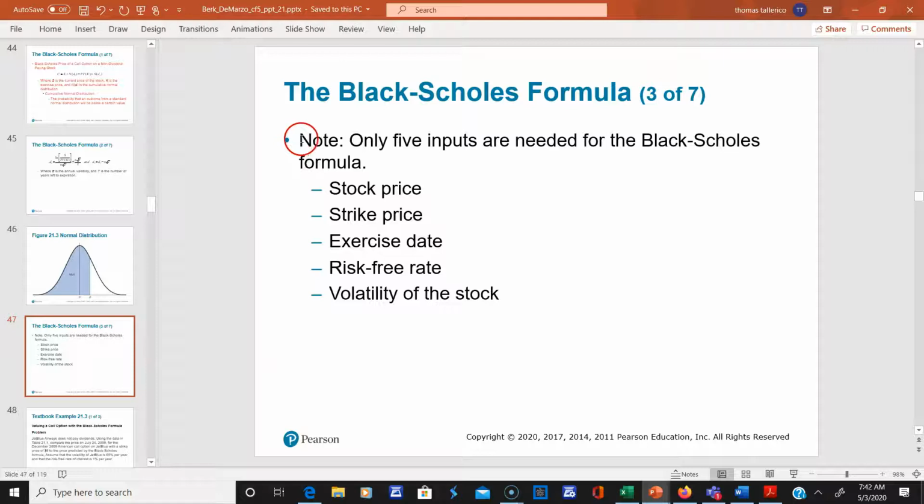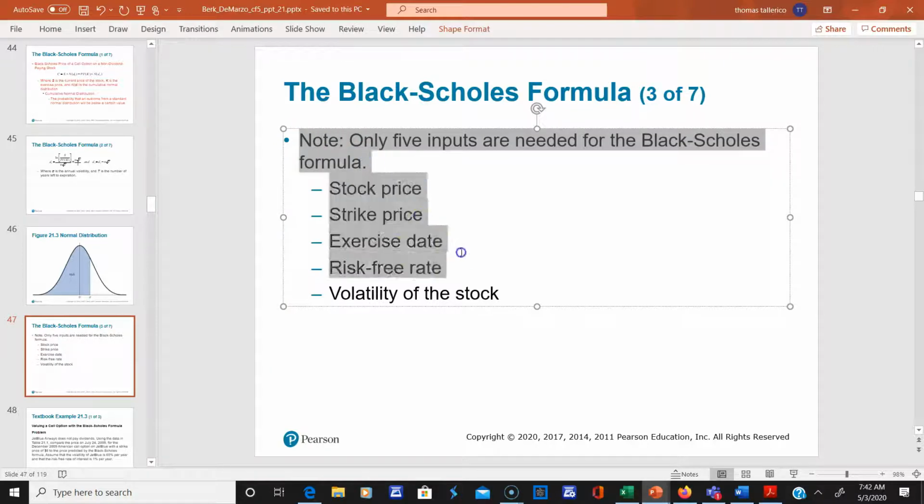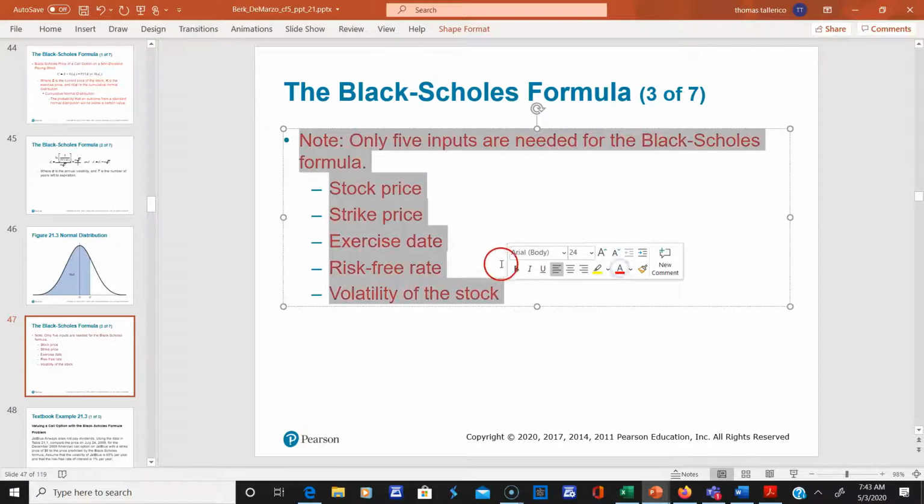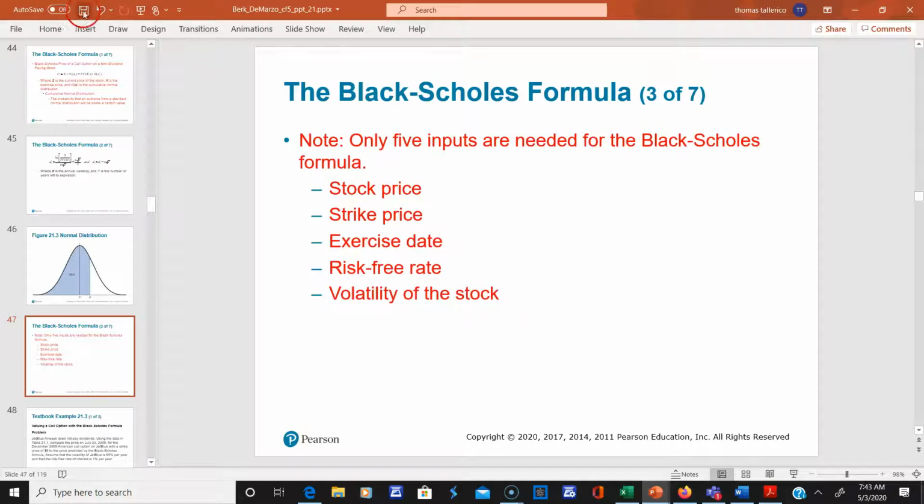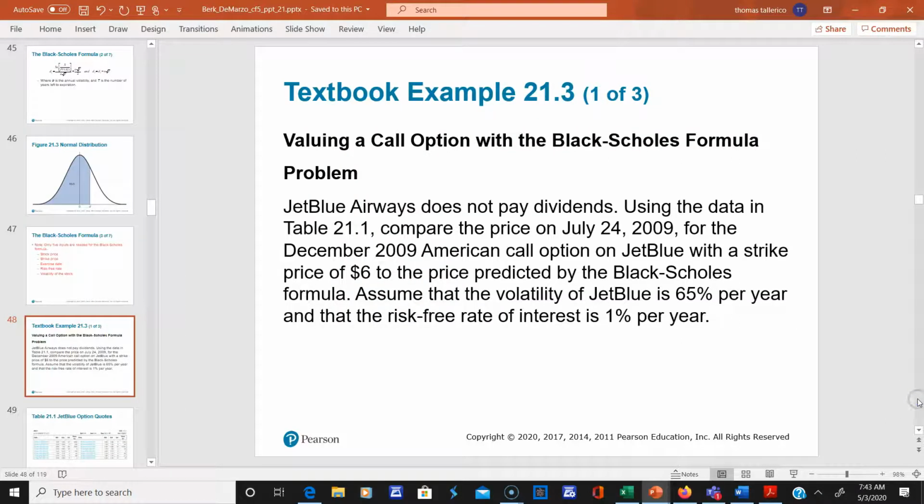And okay, so here's a nice multiple choice or true/false question related to Black-Scholes. Only 5 inputs are needed to calculate the call or put option in a Black-Scholes equation, right? And here they are, all right? The stock price, the strike price, the exercise date, the risk-free rate, and the volatility of the stock. Okay, so you only need those.